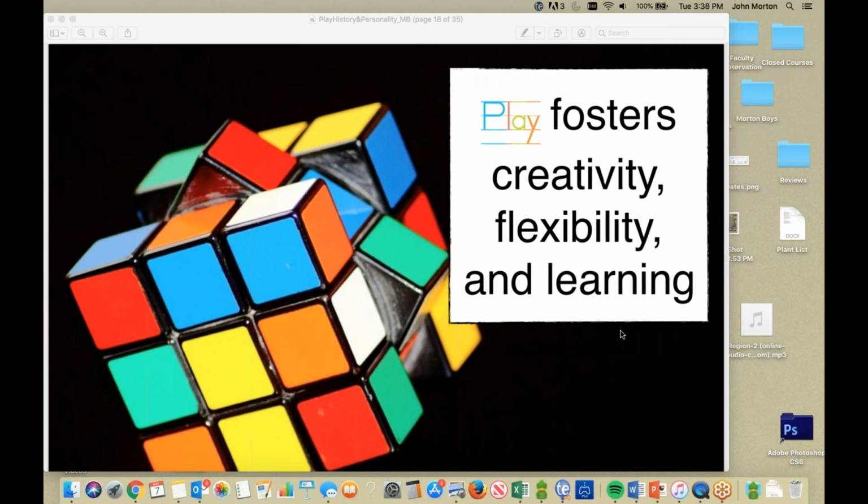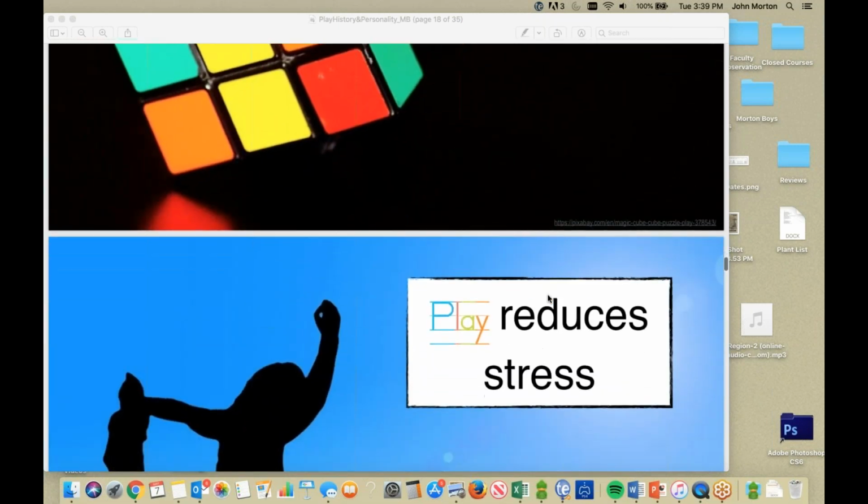Play fosters creativity, flexibility, and learning. It really does. It's just like, hey, do you want your brain to work well? You should play. Collect movie tickets, very cool. My husband and I just moved cross country, and playing video games with our friends back home is how we stay in touch. Yeah, absolutely. It's a great way to do it. Play really is what keeps us mentally sharp. It's what keeps us on our toes. It's what keeps us thinking. And it's really important.